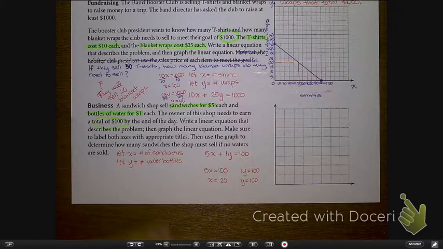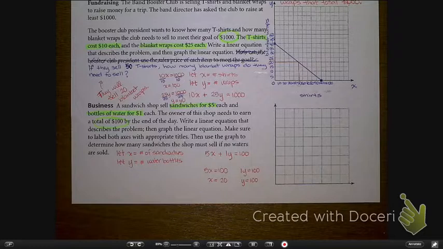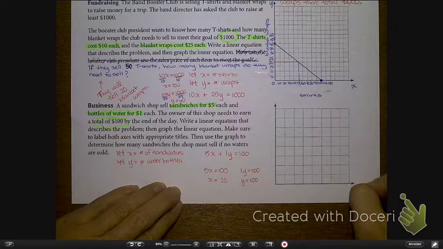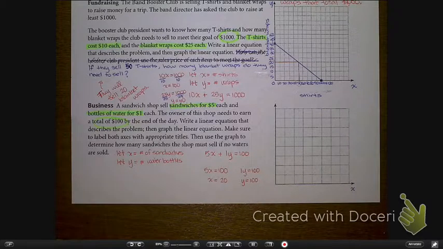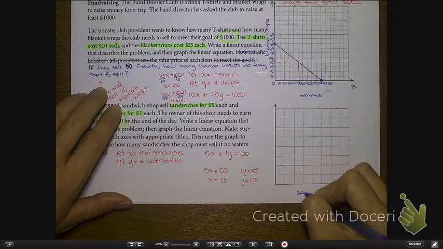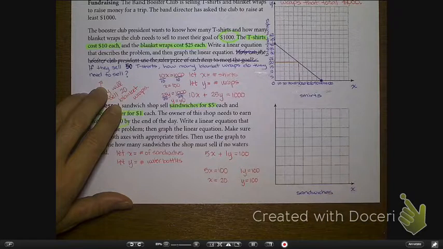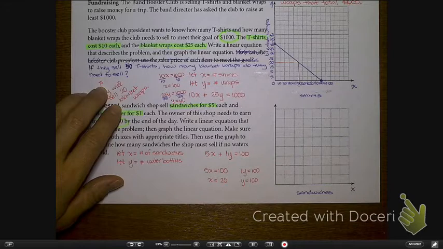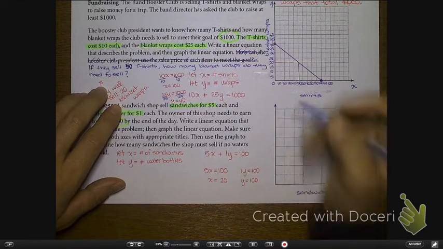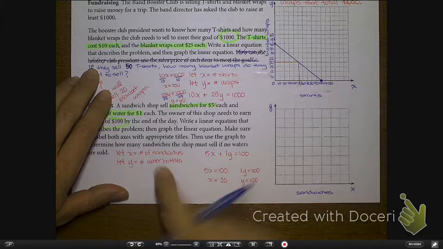All right. So now let's do our labeling on our graph. Okay, so our x-axis is representing what? Sandwiches, right? Okay, what's our y-axis representing? The water bottles.